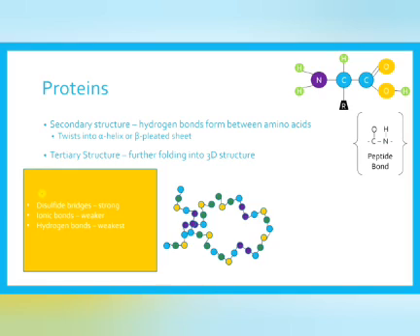The disulfide bridges are the strongest type of bond making up the tertiary structure. Ionic bonds are slightly weaker, and hydrogen bonds are definitely the weakest. But when many hydrogen bonds form together, collectively they can be very strong.